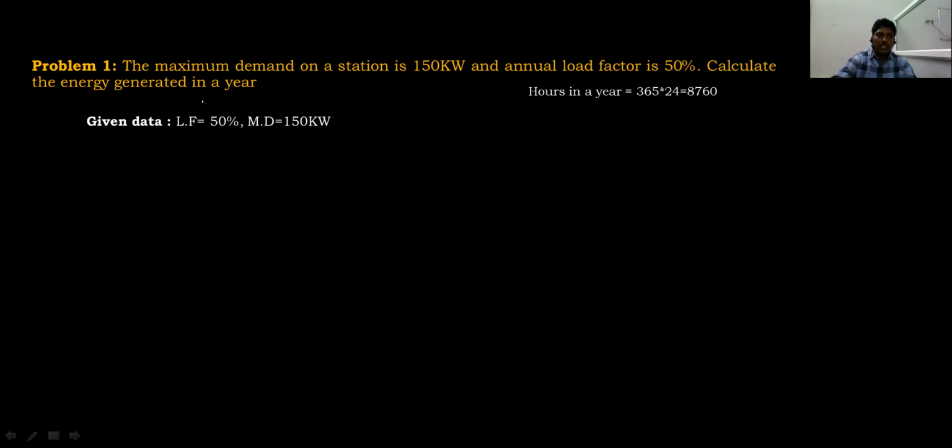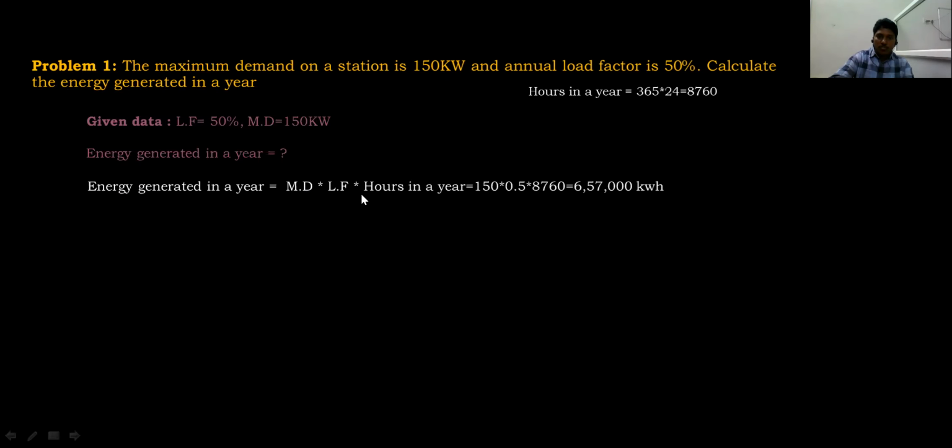The formula for energy generated in a year, which we discussed in the previous video, is equal to maximum demand into load factor into 8760 hours in a year. Maximum demand is 150 here, load factor is 0.5, and the number of hours in a year is 8760. In total, that is these many kilowatt hours. Here the maximum demand is given as 150 kilowatts, so I'm using 150 directly.